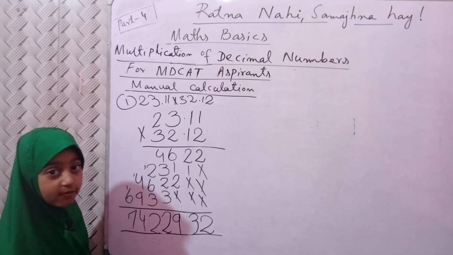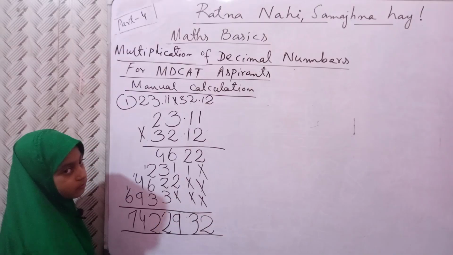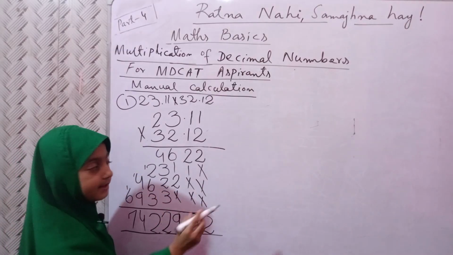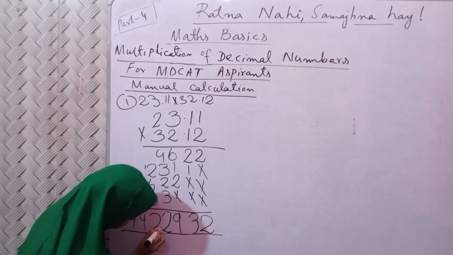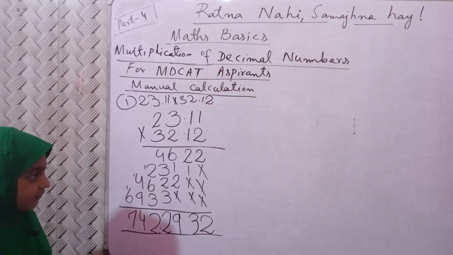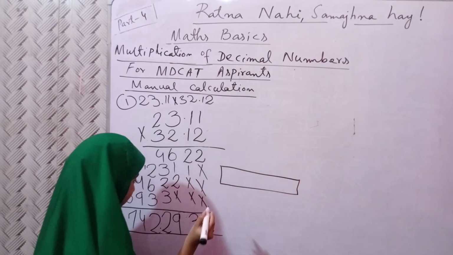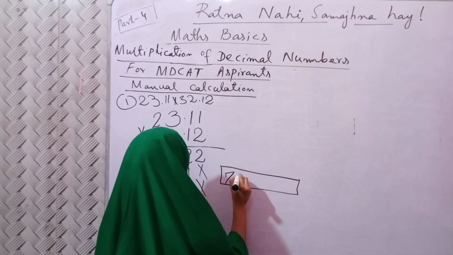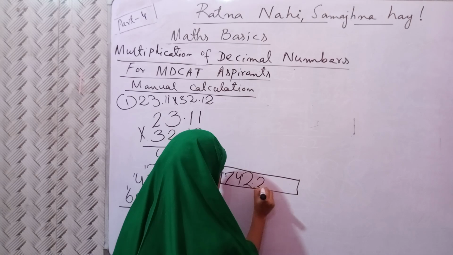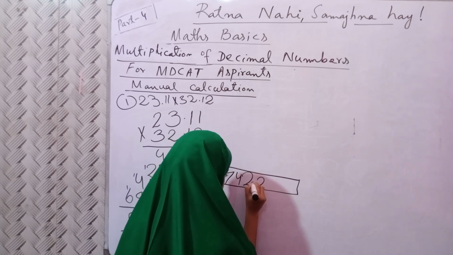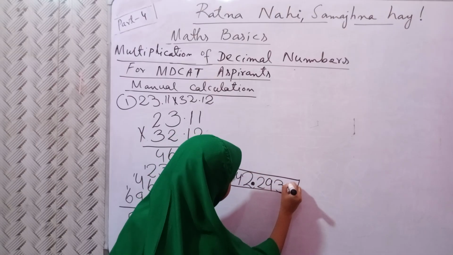Now, a very, very important thing. Now, count it. How many digits on the right hand side? 1, 2, 3, 4. 1, 2, 3, 4. Now, it is our answer. And I am writing it above so that you can see it easily. 9, 3, and 2.